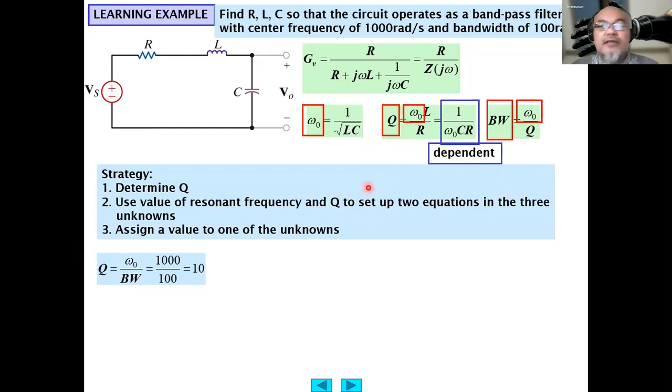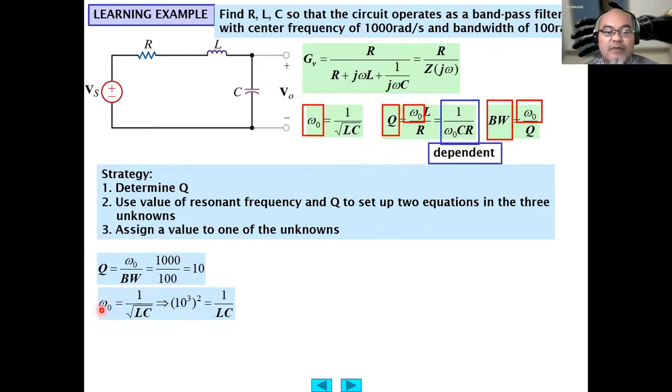So from here we obtain the quality factor: the center frequency 1000 divided by the bandwidth 100 radian per second, which is 10. The quality factor is 10. By the way, the quality factor is dimensionless, so it does not have any unit.